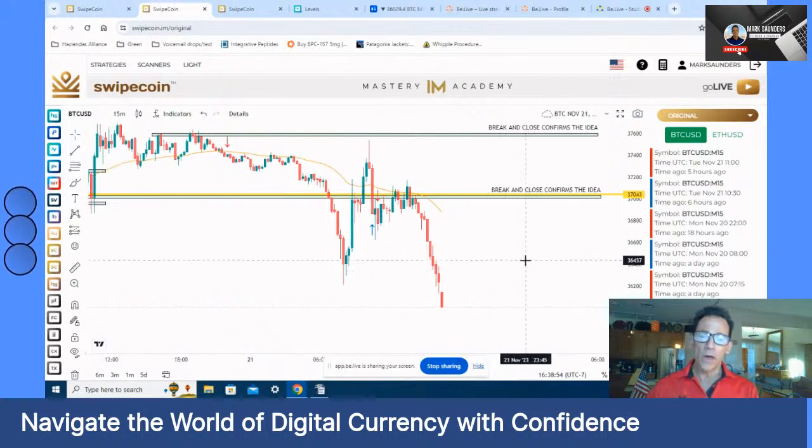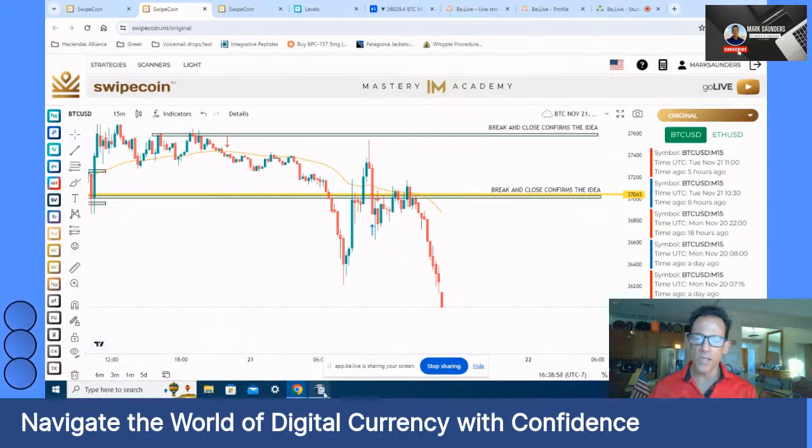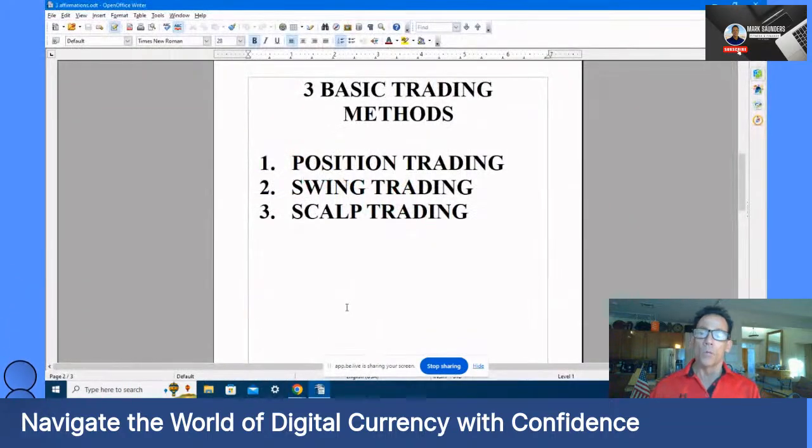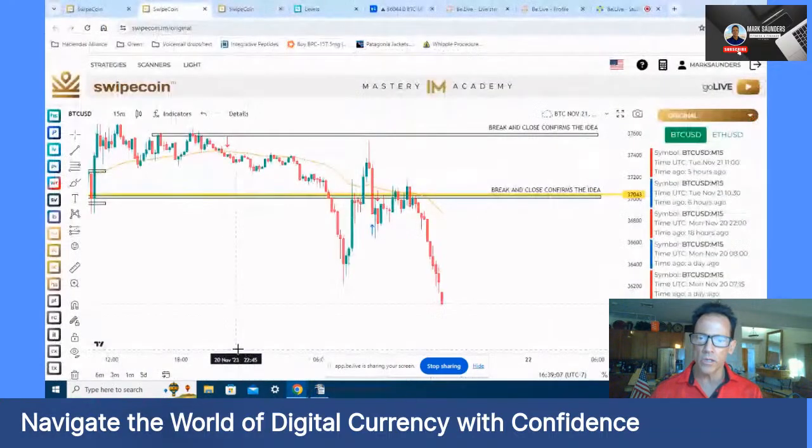Now, what about the other two types of trading? What does that mean? Let's look at that: position trading and swing trading. What are those?